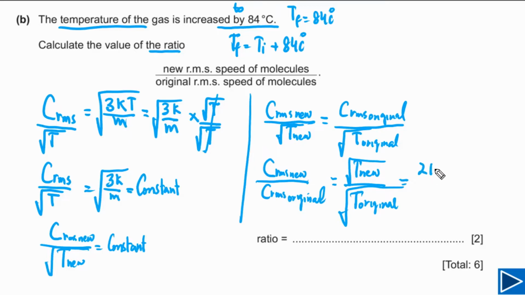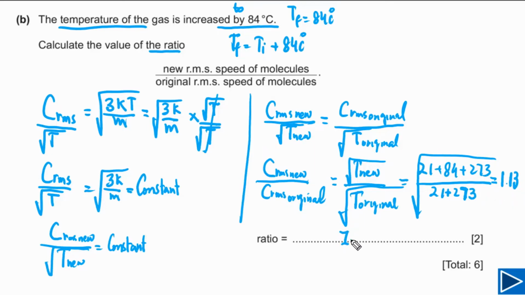The new temperature is 21 plus 84. It has to be in Kelvin, so this is how you convert into Kelvin, divided by the initial temperature, which was 21 degrees Celsius. We have to add 273 to convert into Kelvin. Now if you do this calculation, you can try first by yourself, but if you have done it the right way, your final answer will be 1.1, up to 2 SF. So this is our final answer and this is how you can do it.